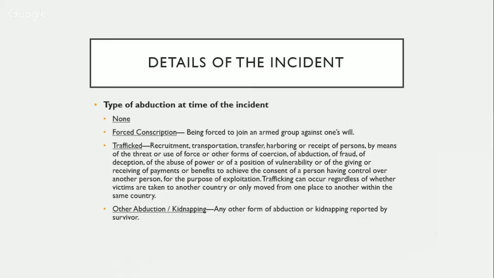Next, we have the type of abduction at the time of incident. The options here are none, forced conscription, being forced to join an armed group against one's will, and this could include porters, soldiers, or sex slaves.